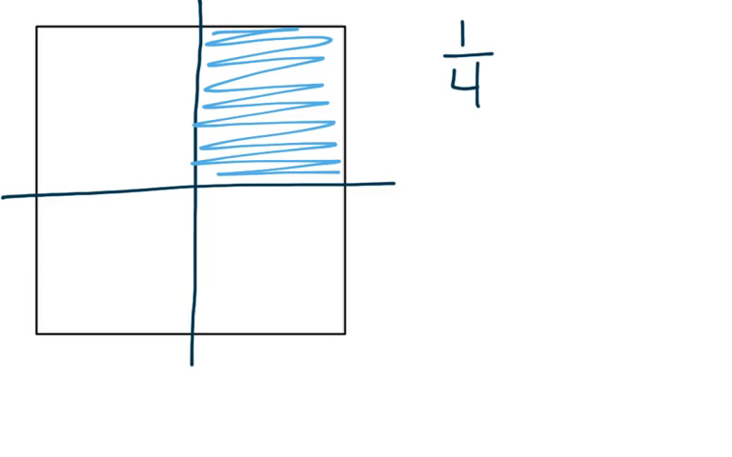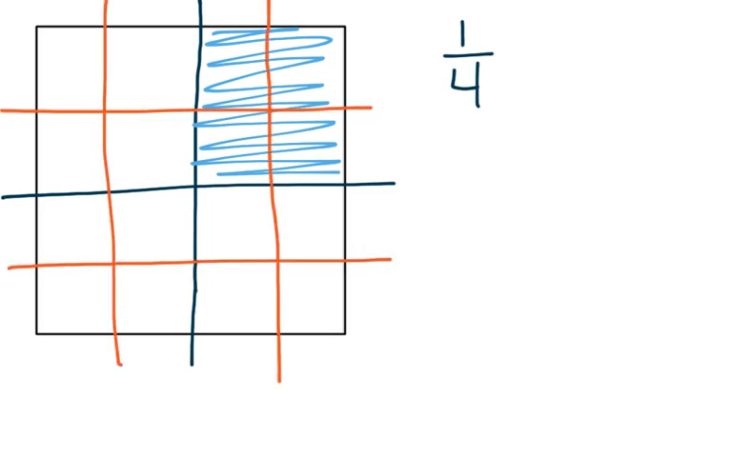or 1/4 of my square is shaded in. Now I want to take this square and these pieces, and I want to split them into more pieces, so I'm going to do that. So now I've taken my larger square that was split into 4 pieces, and I've split each of those smaller squares into 4 pieces. But my larger square is still considered my whole.